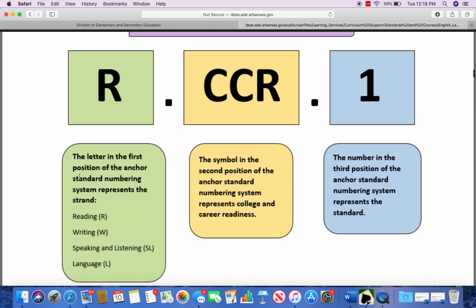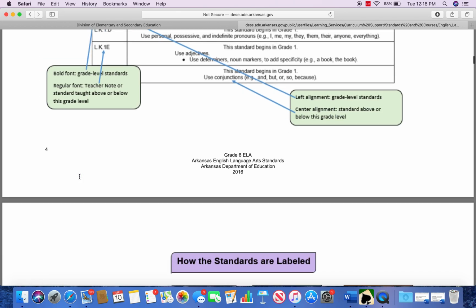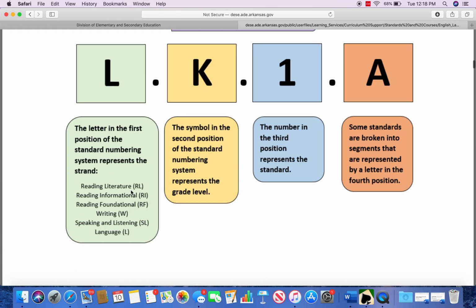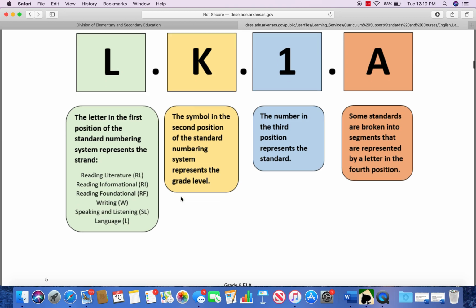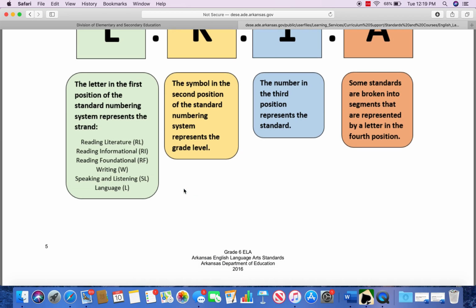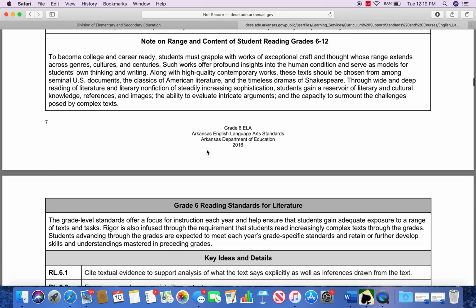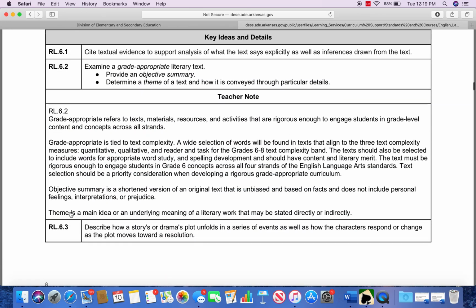If you forget what some of these letters represent, go back. Some teachers, and I've even done this myself, I print this off and cut this out and just have it at my desk. Because I'll forget what was RL. Oh yeah, that means reading literature. So and then the grade level and then the standard number.